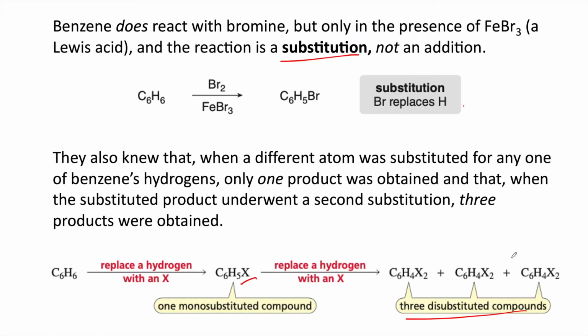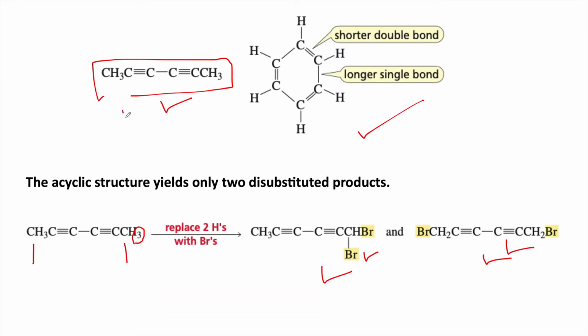But we know that in the substitution reaction of benzene we get 3 products, but with this structure we got only 2 products. So this structure was also not possible. Now the only thing remaining is this structure.